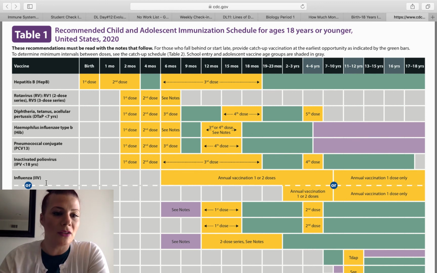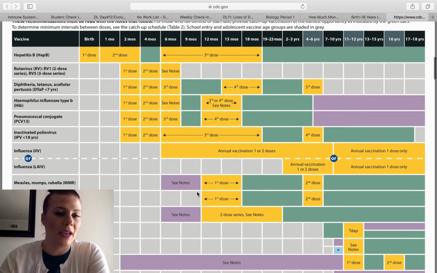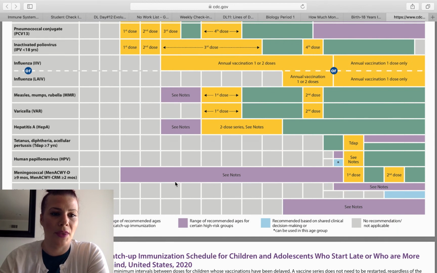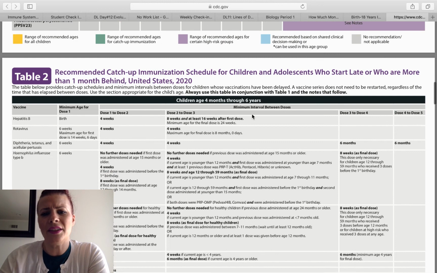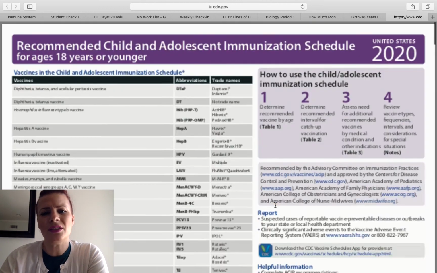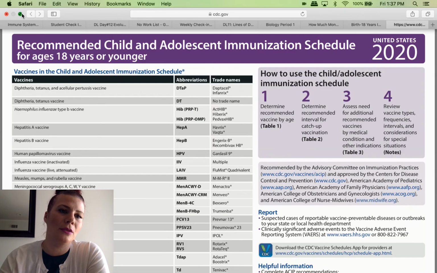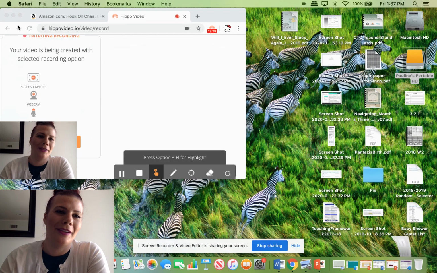Okay. It also talks about influenza and the annual vaccine, which is important there. It also talks about HPV. And there's some information over here. So that's just something that I thought was kind of cool. You know that I'm kind of a nerd and I like those things.